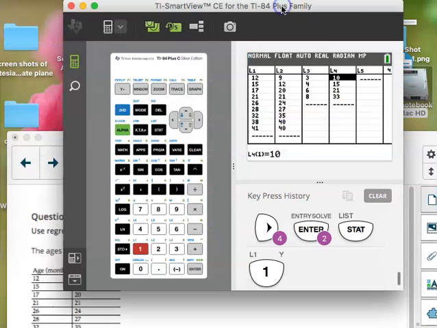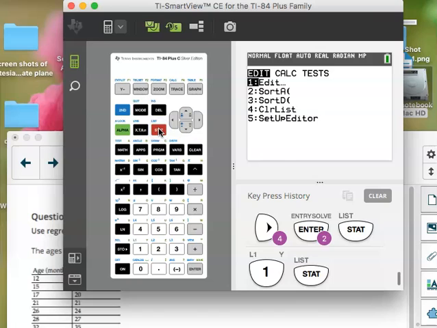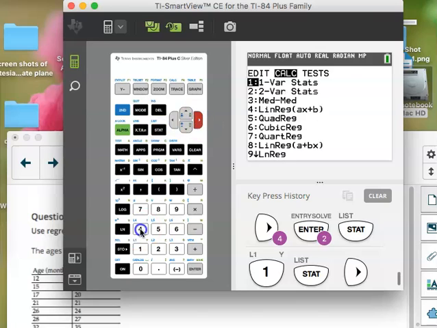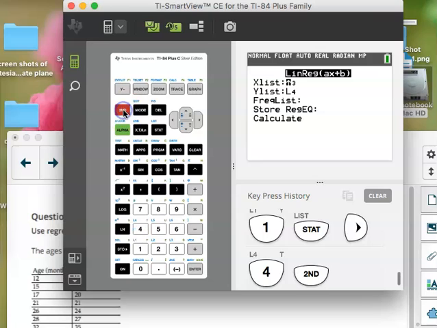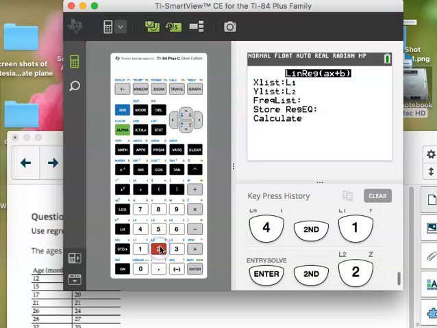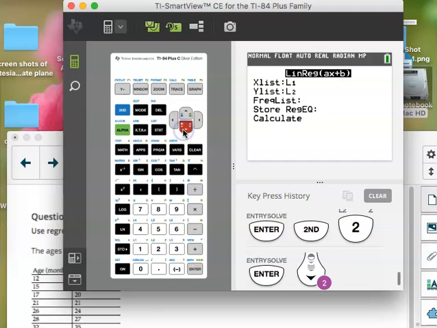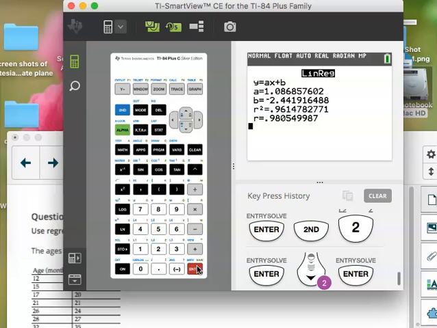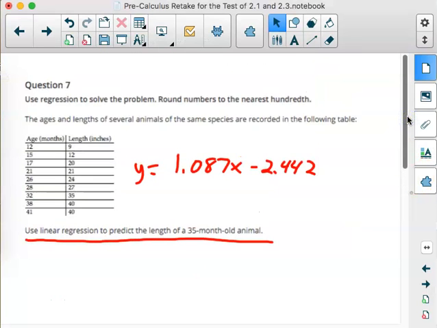So, with all this information in here, it's stats, arrow to the right once for calculate, number 4, but I have this information in list 1 and list 2. So I hit second, number 1 for list 1, second, number 2 for list 2. And I'm not going to be storing anything. I'm going to go right to calculate. And there it is. And we would write that down to 3 decimal places. So y equals 1.087x minus 2.442. All right, so I stopped it and wrote that down.